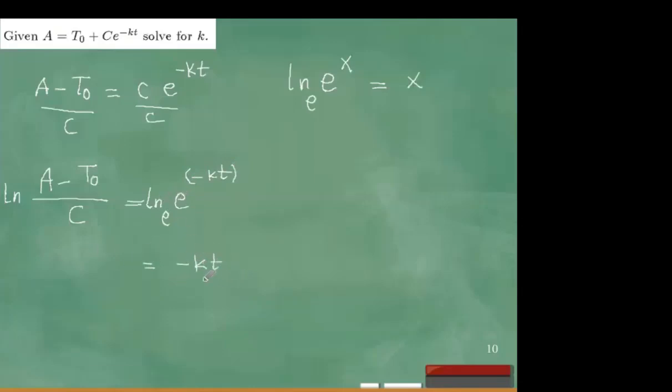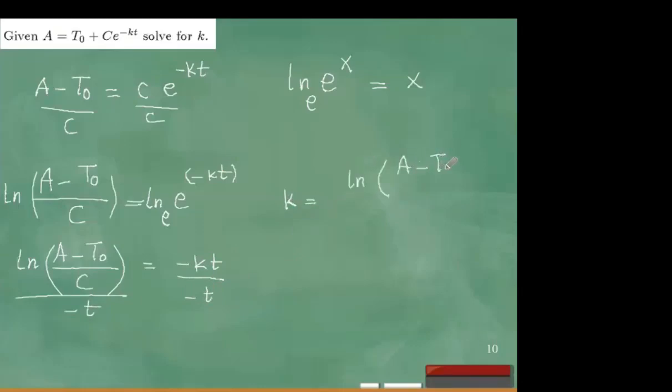On the right hand side, we only have minus k times t. On the left hand side, we have natural log of a minus capital T0 over c. So now I can solve for k by dividing both sides by the coefficient of k, which is minus t. So here we have it. K then would be equal to natural log of a minus capital T0 over c divided by minus t.